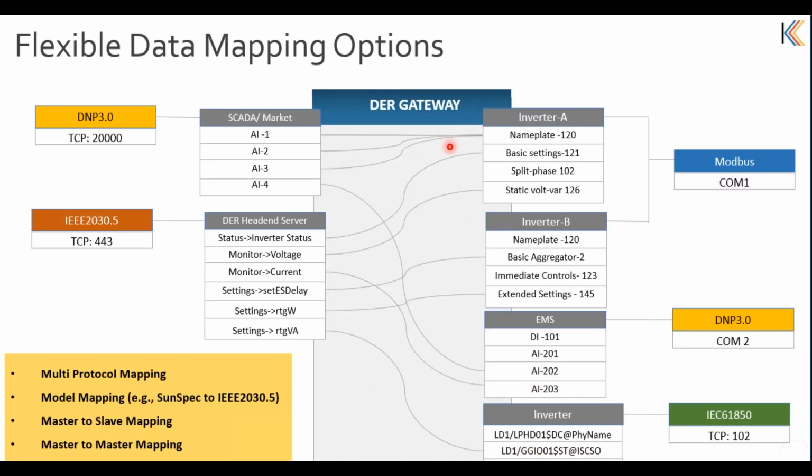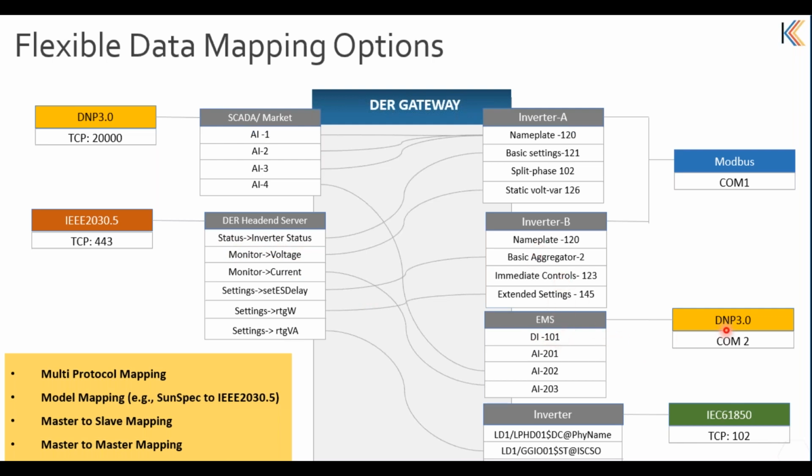The Kalki middleware or the DR gateway comes with a flexible data mapping option. So if you want to have multiple uplinks, like DNP3 and 2030.5, both can be enabled. It can be done as a configuration option in the Kalki middleware. If you are integrating the inverters through Modbus, the Modbus data can be collected by the Kalki Edge, and it can be shared with the SCADA system on DNP3, and the same data can also be shared with 2030.5 for the DER or DERMS integration.